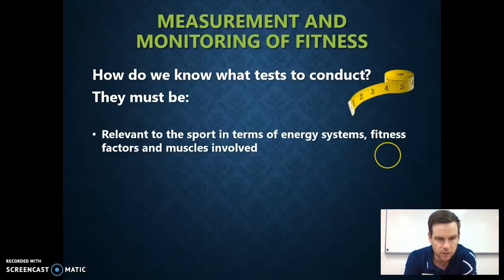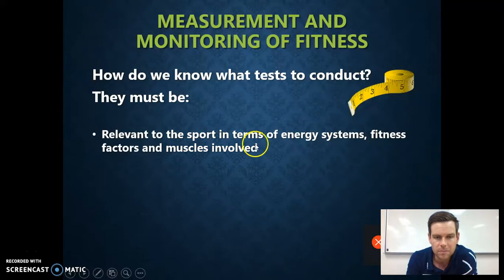So whatever we do, we need to make sure that our fitness test is relevant to the sport, again, in terms of which energy systems are dominant in that sport, the fitness factors that we've identified as important, but also now we're looking at the muscle groups that are involved in that game or sport. So, for example, a lawn bowls athlete, I use the term athlete loosely, just joking. Not really. You need to identify the sport and the movements that are required for a lawn bowls athlete.